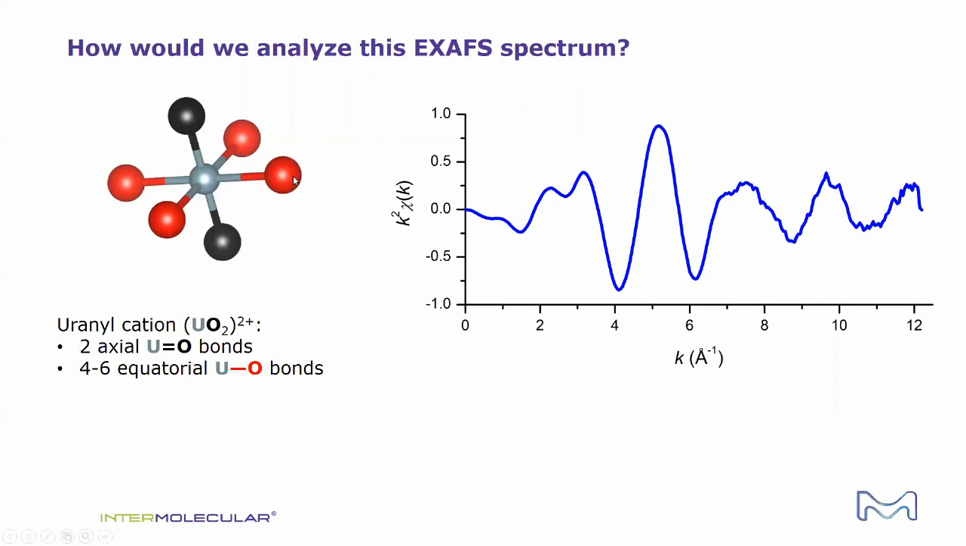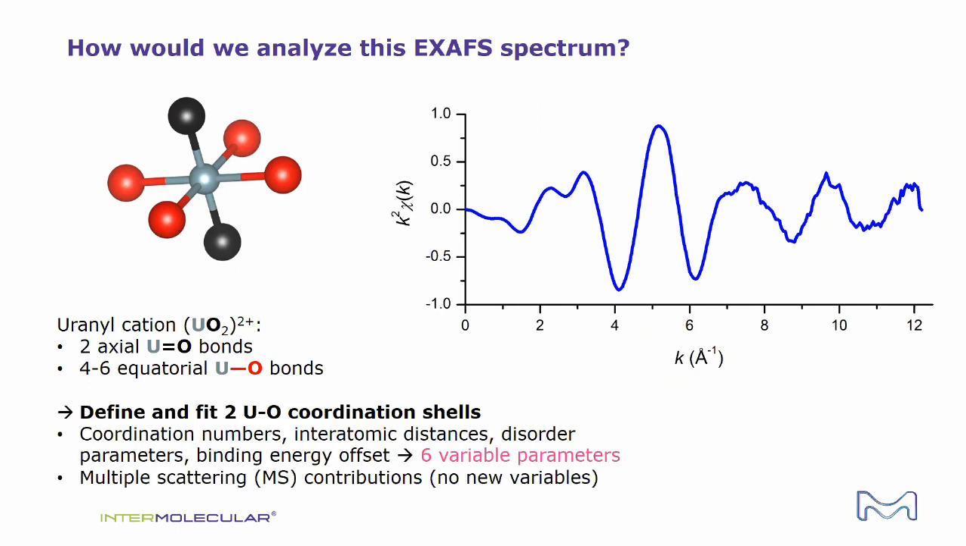The main features of the uranyl cation are that you have a uranium in the middle, typically uranium-6, and then two oxygens in a trans-dioxo configuration that have relatively short bonds on the order of about 1.8 angstrom. Then we have 4 to 6 equatorial uranium-oxygen bonds, which are typically much longer. To fit the XAS spectrum we would get from uranyl, we would typically start off by defining 2 uranium-oxygen coordination shells and then fitting them.